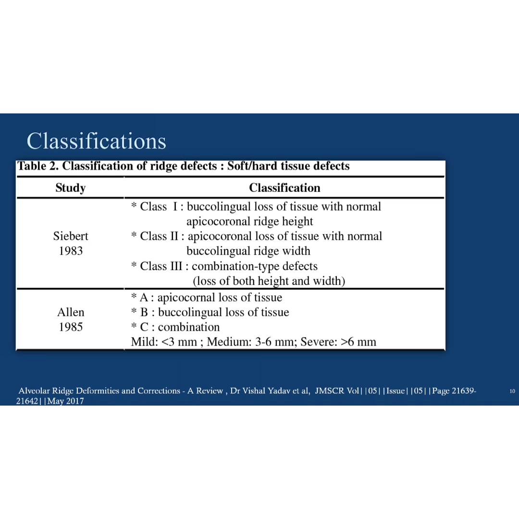Modification was done by Allen in 1985, where Class A was apicocoronal loss of tissue, Class B was buccolingual loss of tissue, and C was a combination. He also gave measurements into mild, medium, and severe. Mild was less than 3 mm, medium was 3 to 6, and severe was more than 6. Note that Seibert's Class 1 is nothing but Allen's Class B.